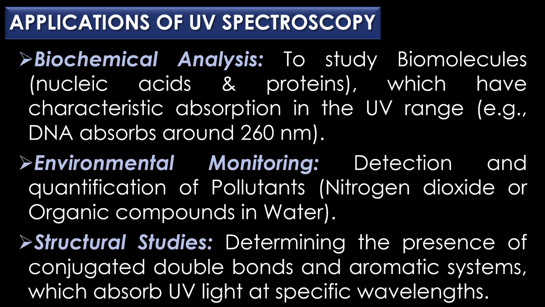In biochemical analysis, ultraviolet spectroscopy is used to study biomolecules such as nucleic acids and proteins, which have characteristic absorption in the UV range. For example, DNA absorbs around 260 nanometers. In environmental monitoring, UV spectroscopy is very helpful in detection and quantification of pollutants such as nitrogen dioxide or organic compounds in water. Finally, in structural studies, UV spectroscopy supports determining the presence of conjugated double bonds and aromatic systems which absorb UV light at specific wavelengths.